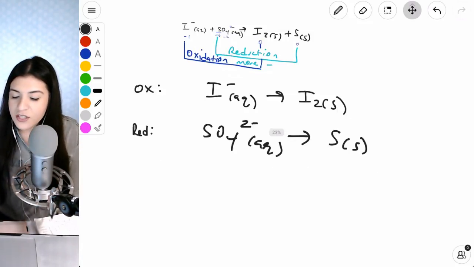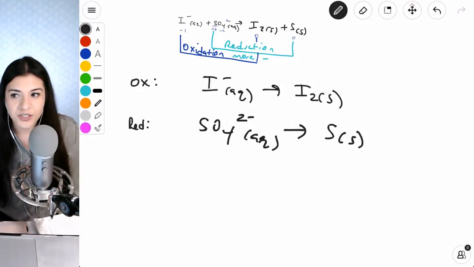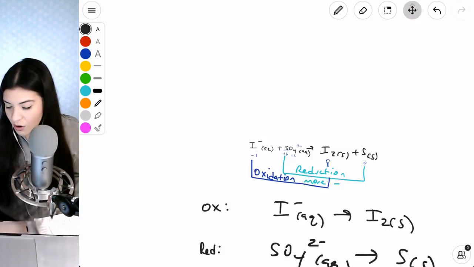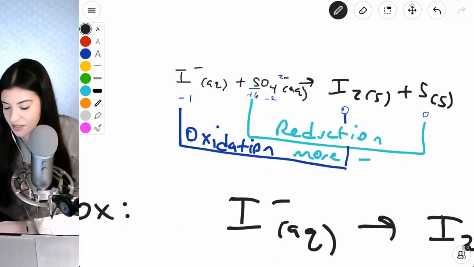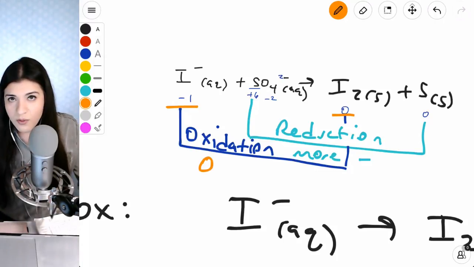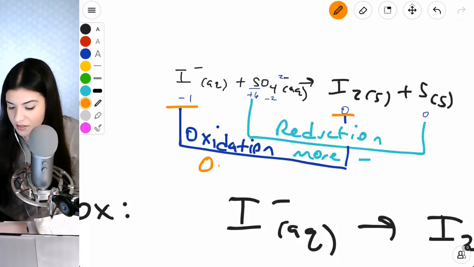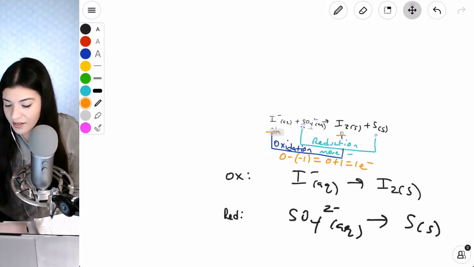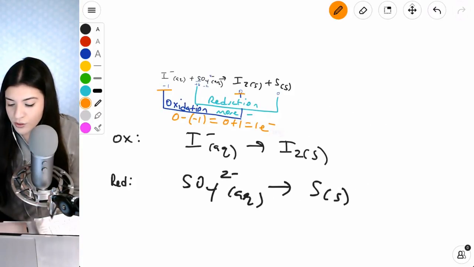Okay, so what I'm going to do next is try to figure out how many electrons are actually being moved or transferring. So going back to oxidation, what I would do is look at the product side, there's 0, and I would subtract that from the reactant side, so minus -1. That then gives me 0 plus 1, so 1 electron. And where I would place that electron for oxidation, it's always going to go on the products side.